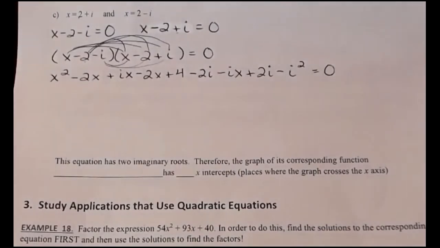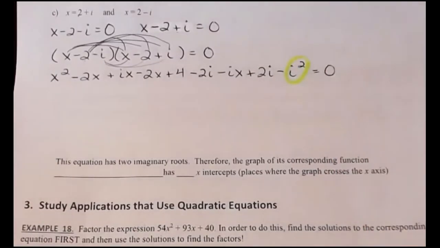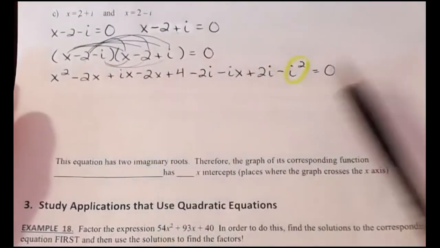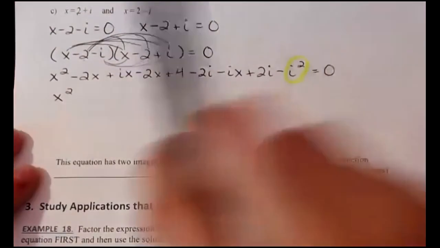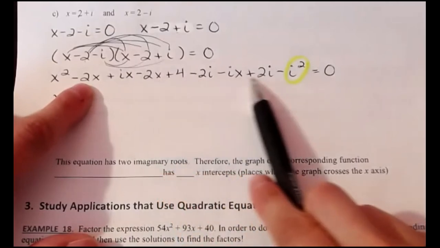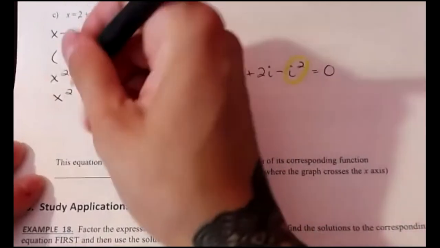Good. As a reminder, whenever we see an i squared, we know that that is the same as negative 1. All right, let's clean this up. There's a lot going on here. Okay, first things first, I have an x squared. I don't see any other x squared terms, so I'm just going to write that down. Next, I have a negative 2x, another negative 2x, and that's about it. So negative 2x and negative 2x is negative 4x.